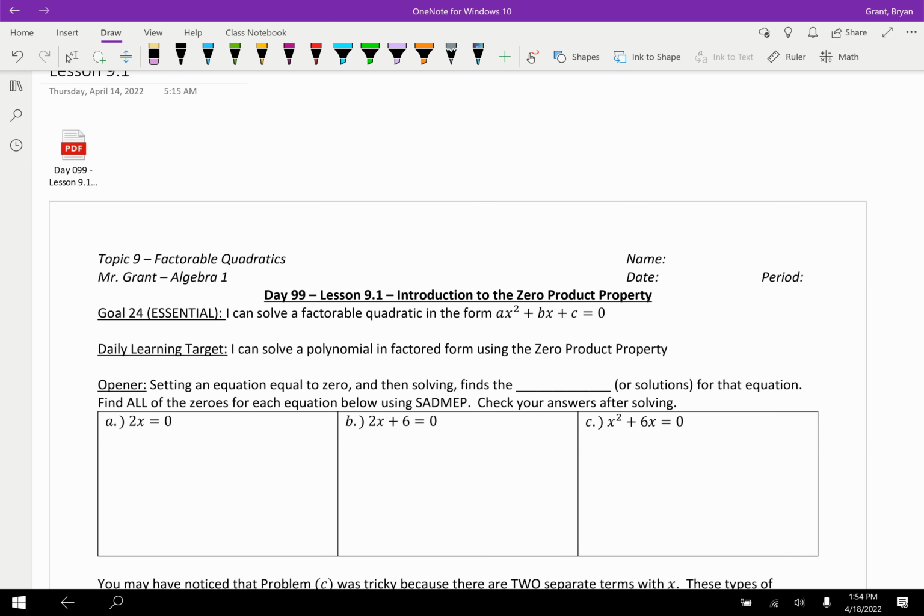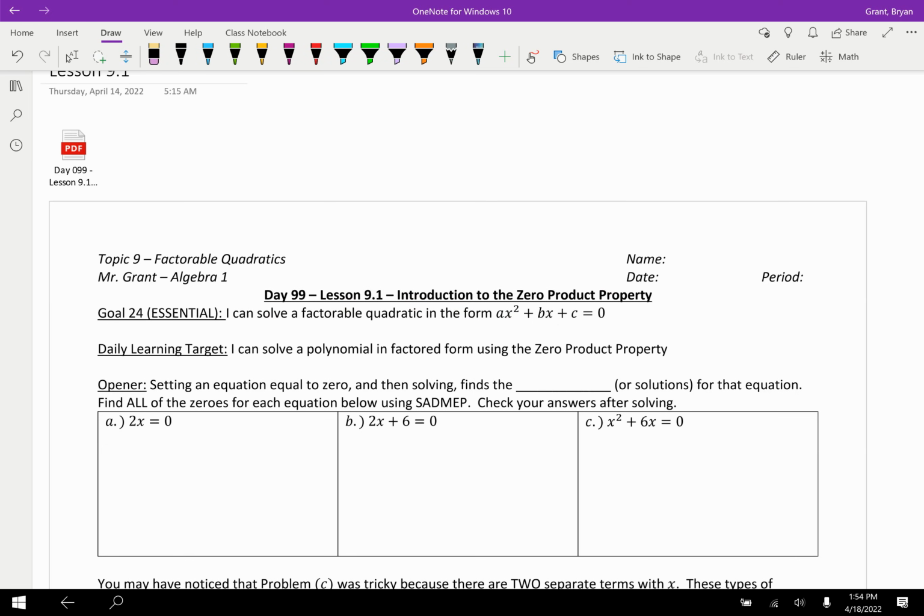And so this unit is going to be, why is that important? Why did we spend so much time learning how to put something into factored form? What can we do with it? And the first half of the unit, starting with today, revolves around goal 24, which is, again, essential. And our end achievement by the end of these next couple lessons is to solve a factorable quadratic in the form of ax squared plus bx plus c equals 0.